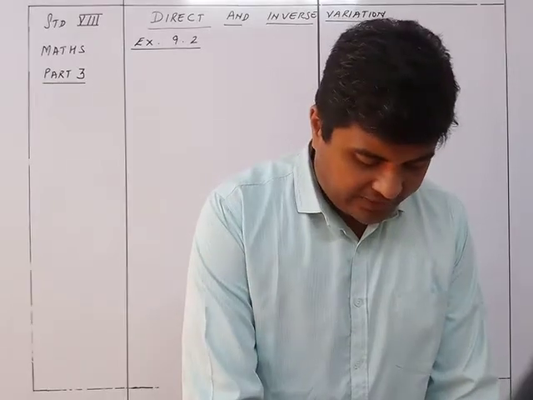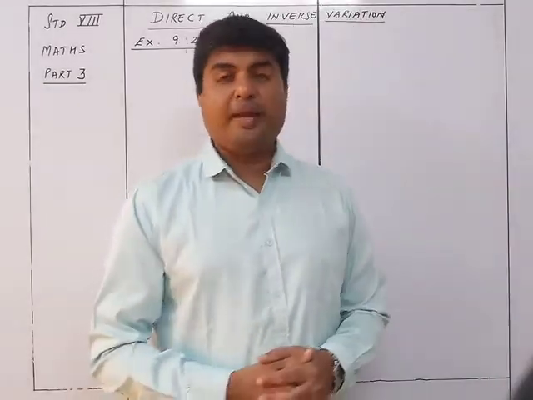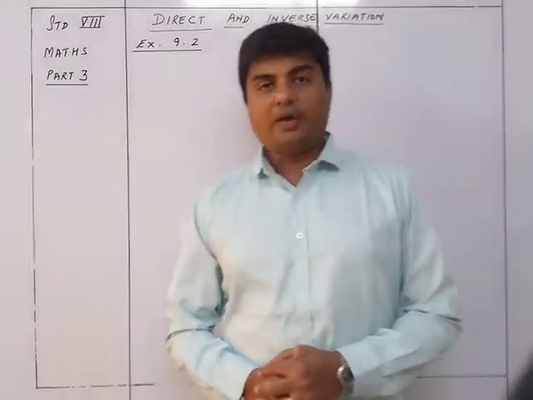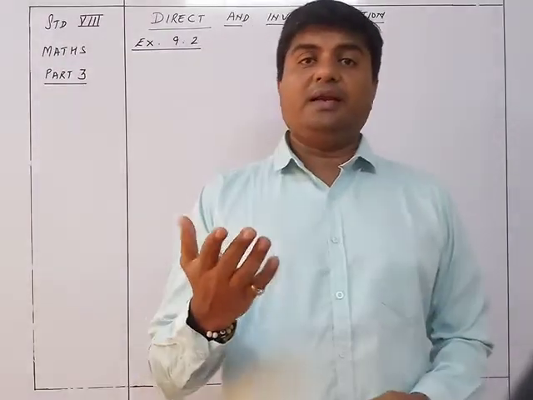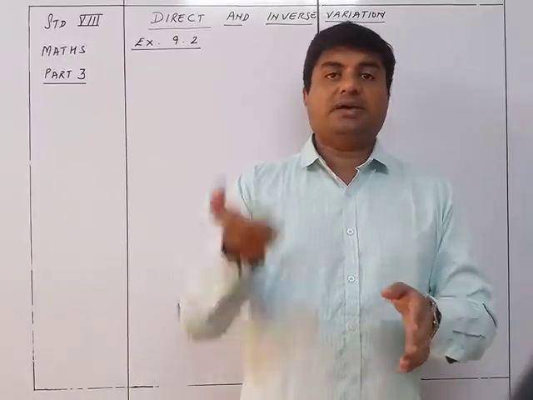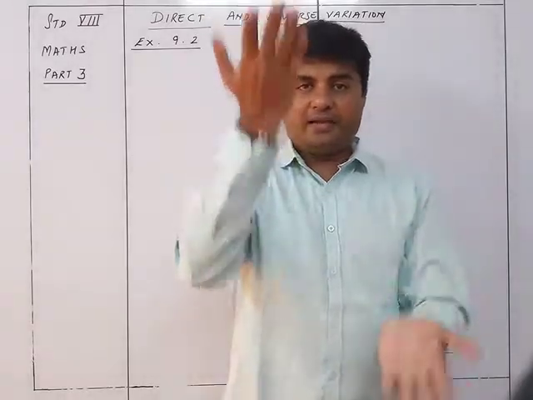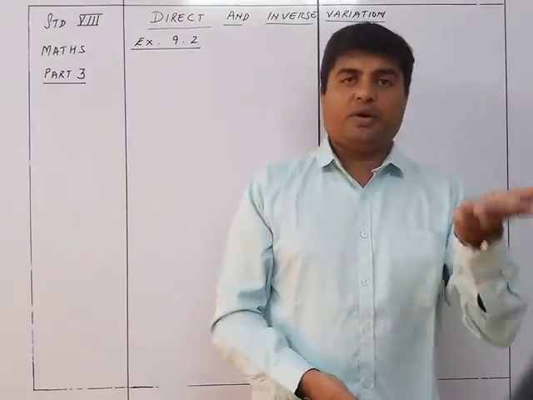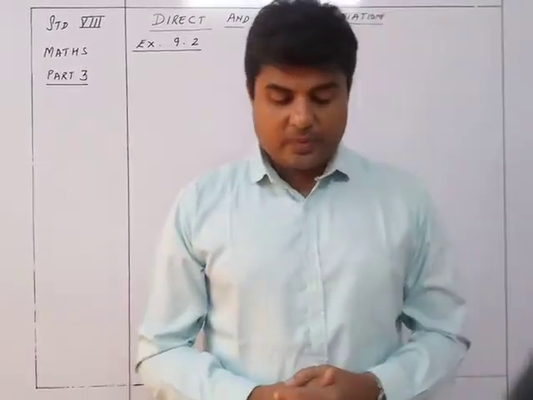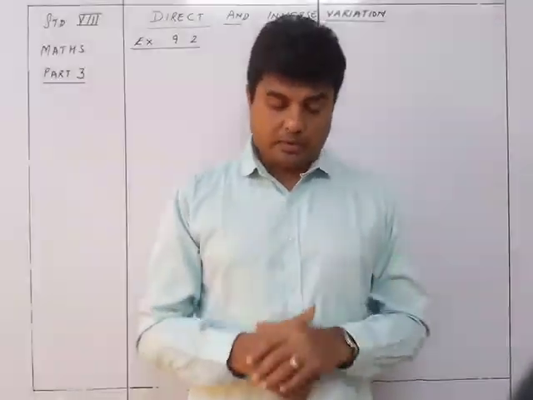Now if you see in case of inverse variation, as I told you, the main thing that happens is that if one particular quantity increases, the other related quantity will decrease. If one quantity decreases, the other increases. So it will be going up and down. If one goes up, the other goes down. If the other goes down, one goes up. So in this way, it is going to be matching that way.